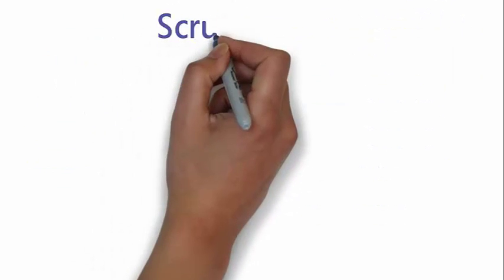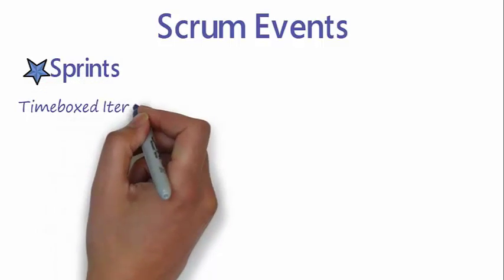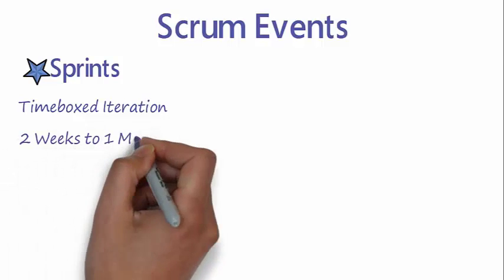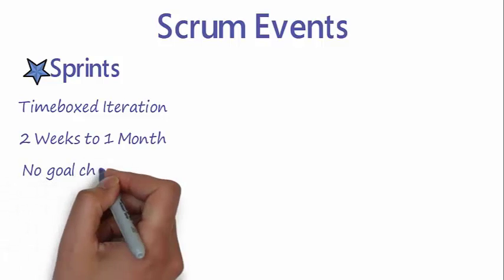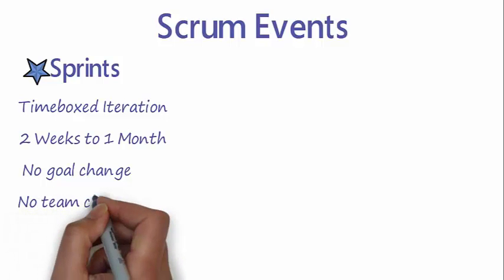Let us now look at the various Scrum events. Scrum consists of 5 events. Sprints. Sprint is a time-boxed iteration. It means the duration is fixed. Generally, the duration varies from 2 weeks to 1 month. The final output of the sprint is a releasable, working software. There is no goal change or team change during the sprint.